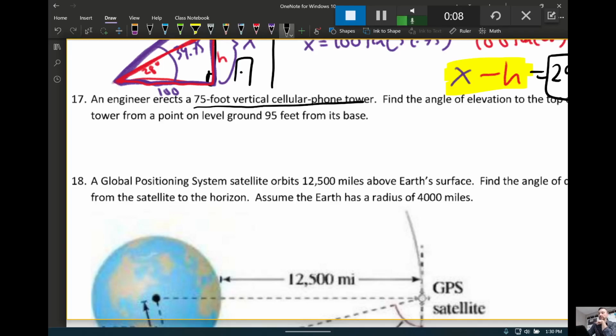You've got a 75-foot cell tower. It wants us to find the angle of elevation from a point 95 feet away. So you have to remember, angle of elevation is from a horizontal line measured up. So there's your right triangle. Here's the angle we're trying to find.